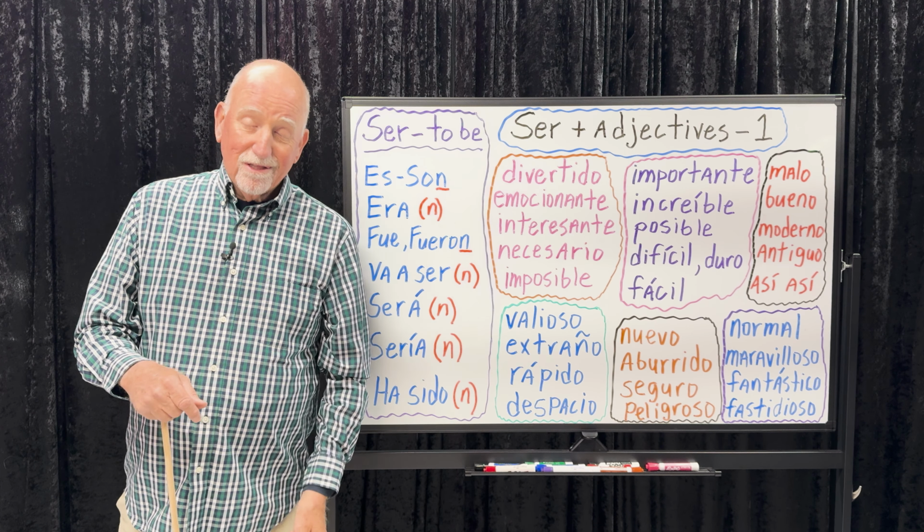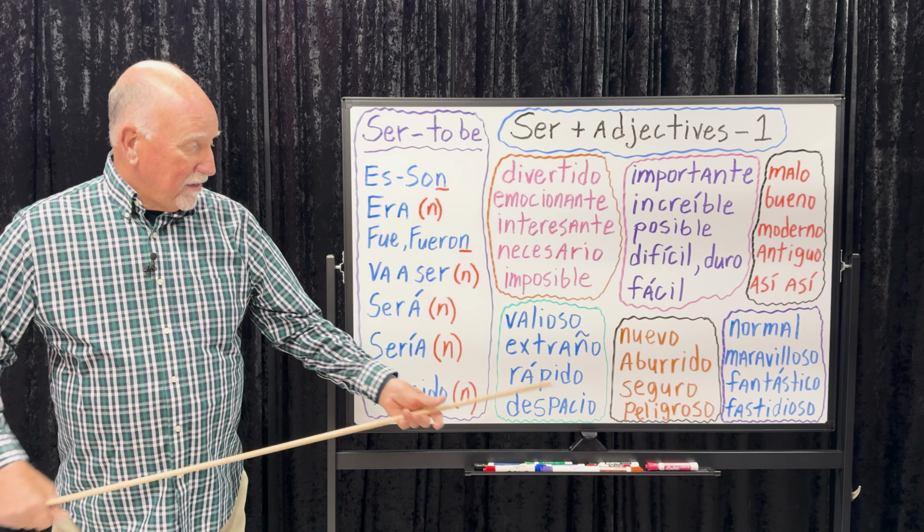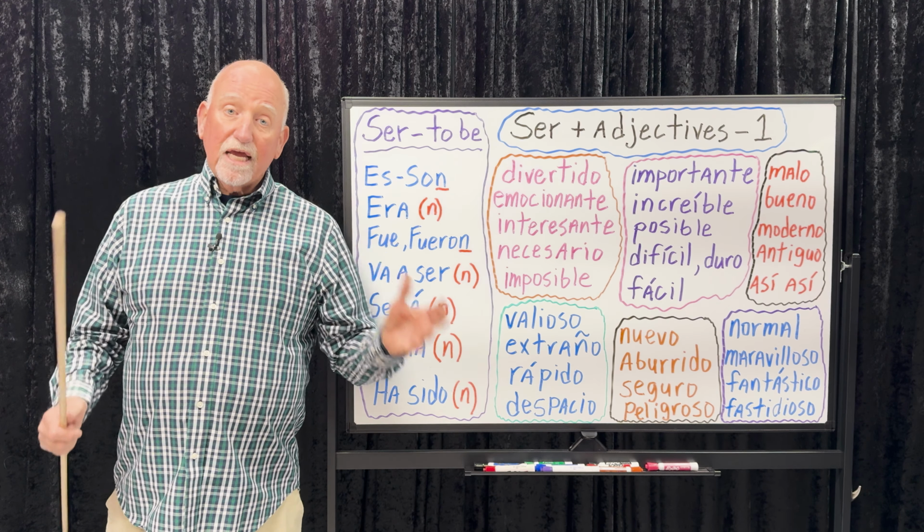If you want to say something is boring, just generically, es aburrido, it's boring. Remember, we talked about you don't want to be bored in life. There are so many things to learn, to explore, to listen to, to see, to hear, to experience. There's no time to be bored, ladies and gentlemen. The only time you should be bored, if you're a plank of wood. You get it? Okay, seguro, safe or sure. Peligroso, peril, dangerous. Peligroso, dangerous.